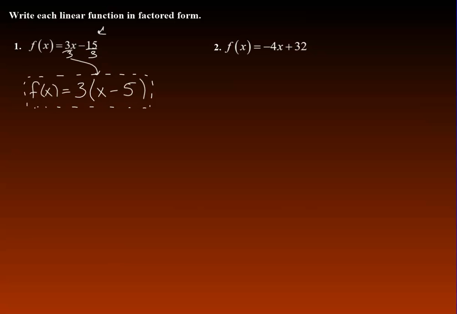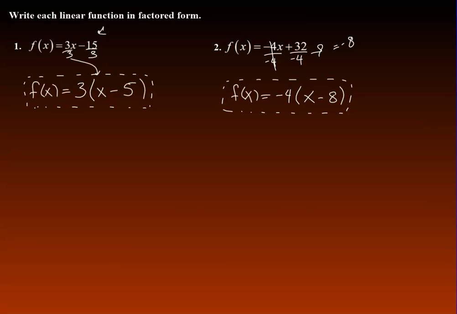Here I'm going to pause it, and you're going to try number 2. Hopefully you factored out negative 4 and divided each thing by negative 4. Negative 4 divided by negative 4 cancels, and we're left with x. Positive 32 divided by negative 4 gives me negative 8. And with that, that's how you write a linear function in factored form.